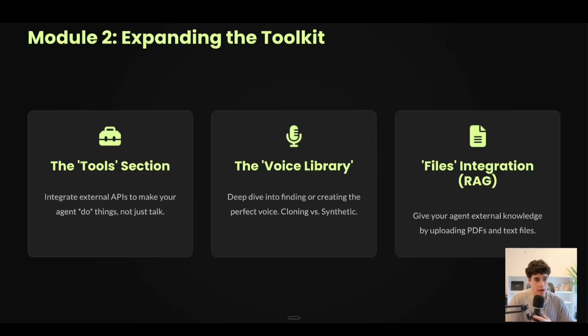And then from here, we have module 2, which is going to be expanding the toolkit. So we're going to be going into the tools section, looking at all the API sections, looking at all the tools inbuilt into Vapi, how the tool section actually works, etc., giving you a comprehensive overview so you can actually understand it. Then from here, we're going to go into the voice library, which is essentially how to customize the voice on your AI agent, how to look up custom voices on 11 Labs, etc. And then we're going to go into files and integrations with RAG, so giving your agents a knowledge base and attaching files to your Vapi assistants and voice AI agents.